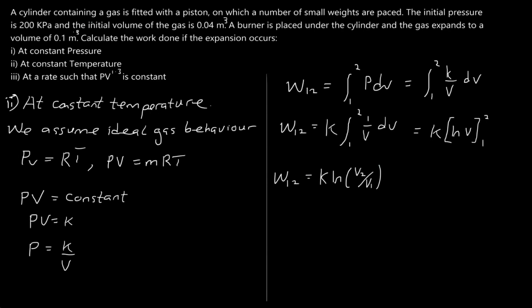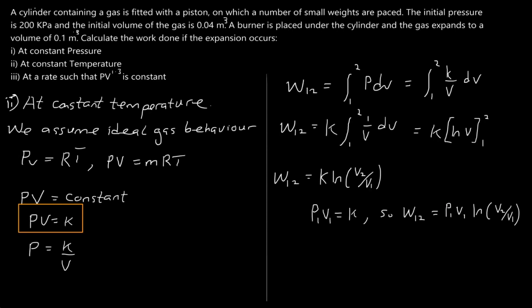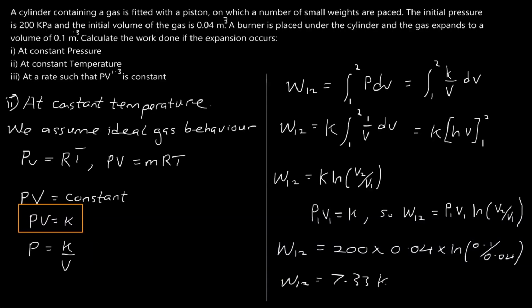Since PV equals K at all times, then P1 V1 also equals K. So the work done W12 equals P1 V1 times the natural logarithm of V2 divided by V1. And now we can substitute our values and obtain the work done, which gives us 7.33 kilojoules.